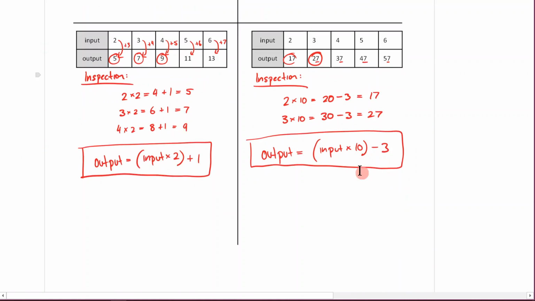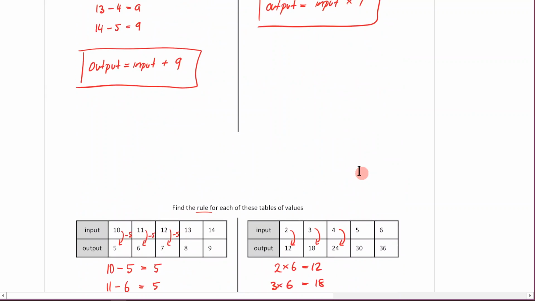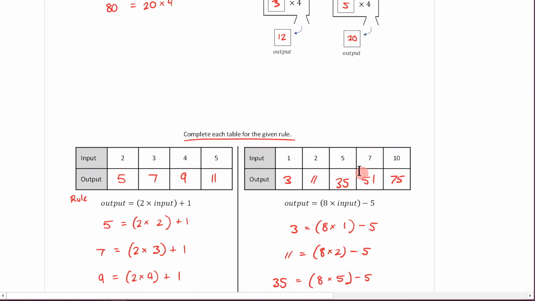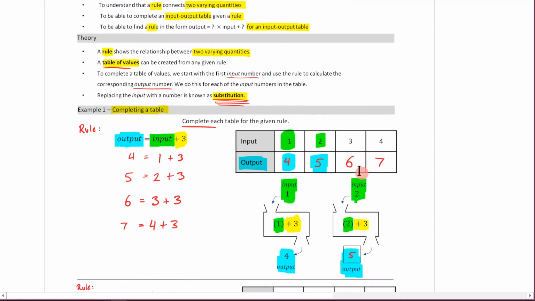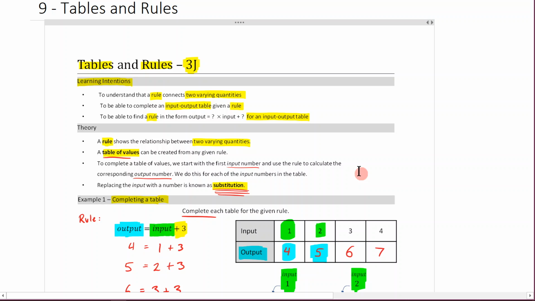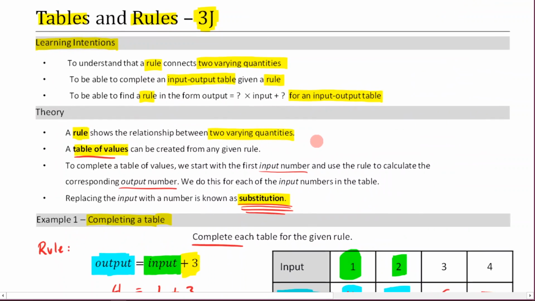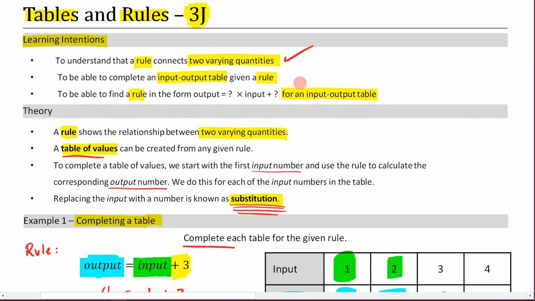Okay, so with that being said, hopefully all of this made sense to you and you now feel comfortable with all these ideas. Let's just quickly run through our learning intentions. Do you understand what a rule is? Do you understand what an input-output table is? And do you feel comfortable in determining rules as well?